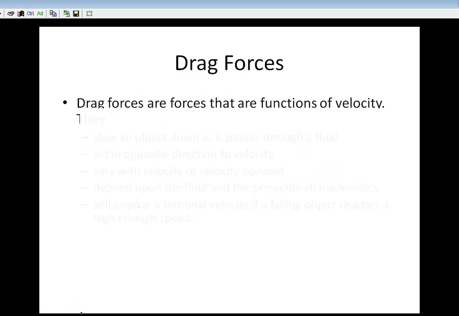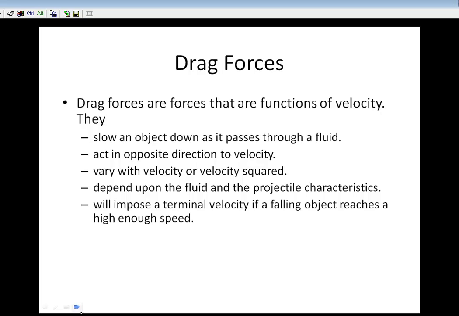The drag forces, remember, these are on your notes. They slow an object down as it passes through a fluid. A fluid can be air, it could be either water or a gas, or liquid and a gas, I should say. They act in the opposite direction to the velocity. They vary with velocity or velocity squared, depending upon the fluid and the projectile characteristics. They will impose a terminal velocity if the falling object reaches a high enough speed. So all stuff we know. It's all there in your notes.